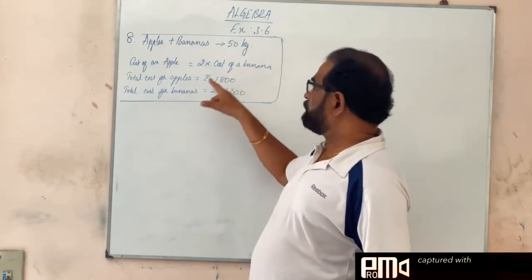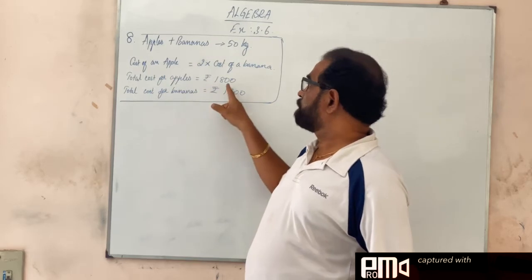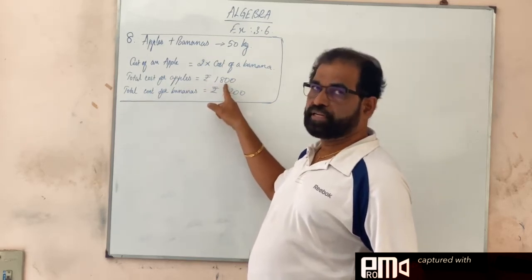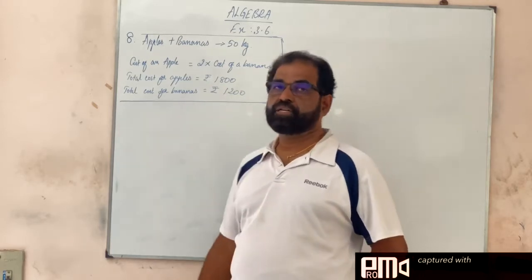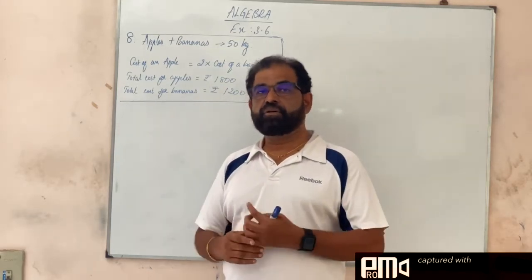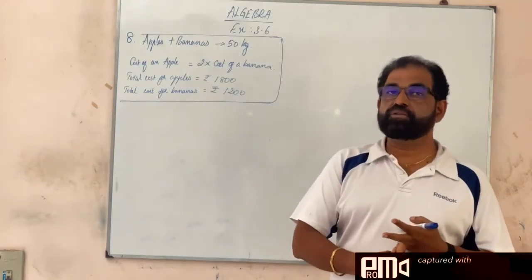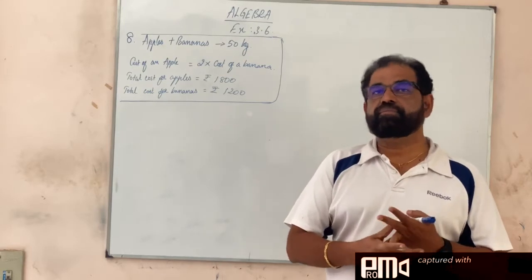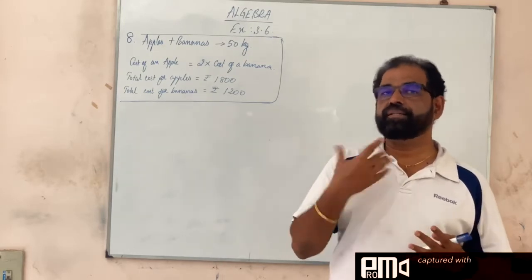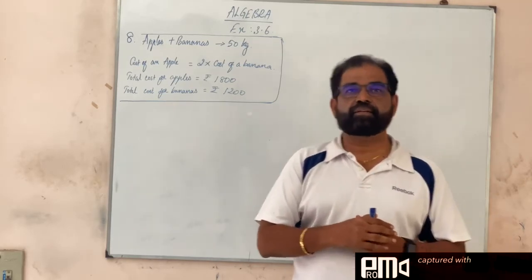And she bought apples for rupees 1800. So the total cost for apples is 1800. And for 1200 she bought bananas. We do not know how many kg are apples and how many are bananas, and also we do not know the cost of an apple and the cost of a banana. So all these things we have to assume. In assumption we take some letters and find out.